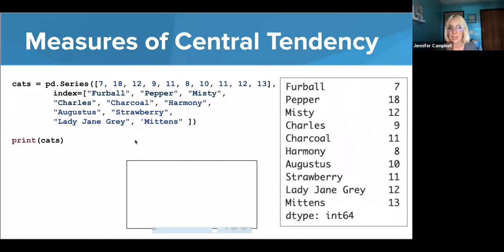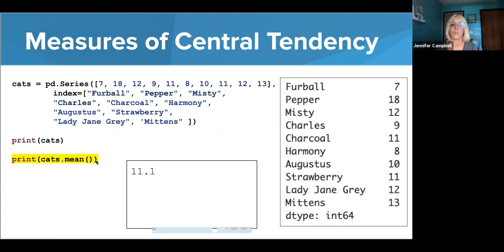I've got some up here. We got a bunch of cats here. And this looks a lot better. So again, we use that index parameter to name our cats. And now that we have this, we can use functions. So instead of finding the median on our own or finding the mode on our own, we can have Python and the Pandas library do it for us.